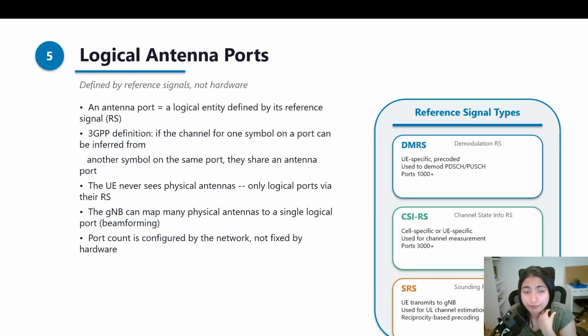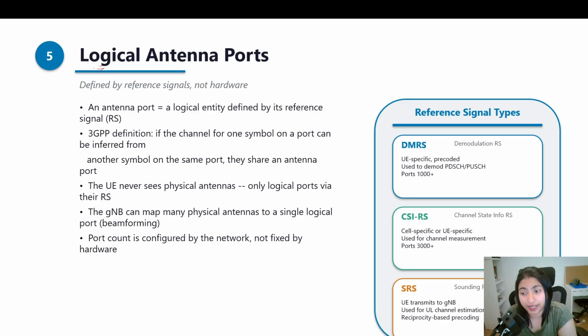So after precoding, the code words, which come from the transport block further processed in the physical layer channel, and are then mapped into layers and multiplied by precoding matrices, are mapped to logical antenna ports. So take care of the word logical. This does not correspond to any physical antenna port. This is just a concept. This is the most important concept to be understood. An antenna port is not a physical antenna. It is a logical entity defined by its reference signal.